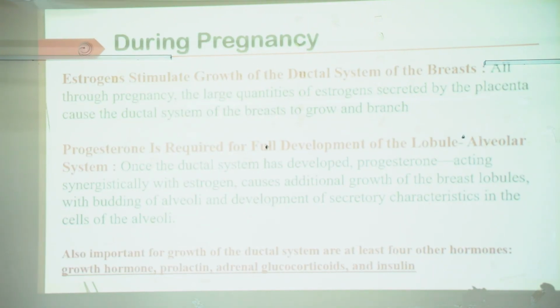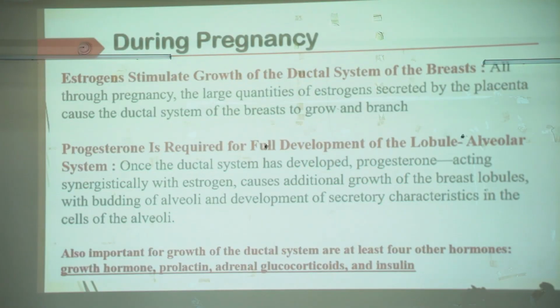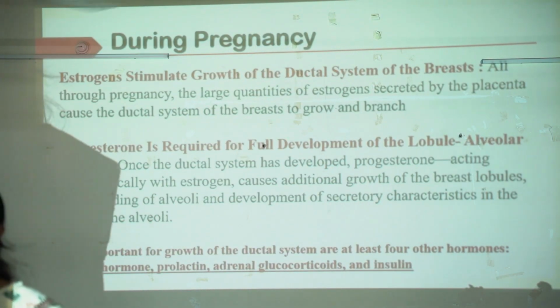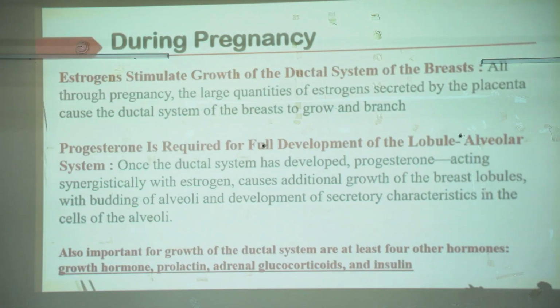So I'll read the red sentence. Estrogen stimulates growth of the ductal system of the breast. Progesterone is required for the full development of the lobule-alveolar system. For the milk to be formed, other hormones called growth hormone, prolactin, adrenal glucocorticoids and insulin are also helping. But we need to talk about prolactin and oxytocin. So for the whole physiology of lactation, you need to think only about two hormones, prolactin and oxytocin. From where are they produced? From the pituitary gland present just below the hypothalamus.